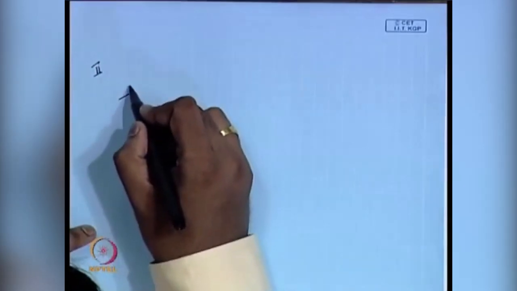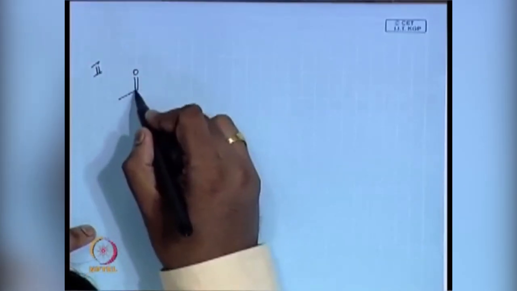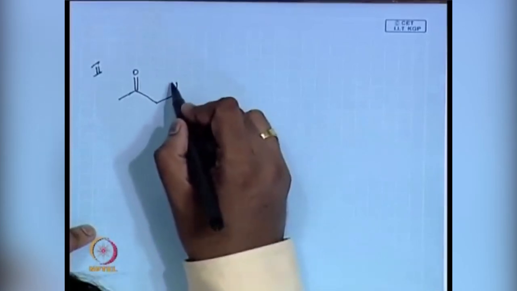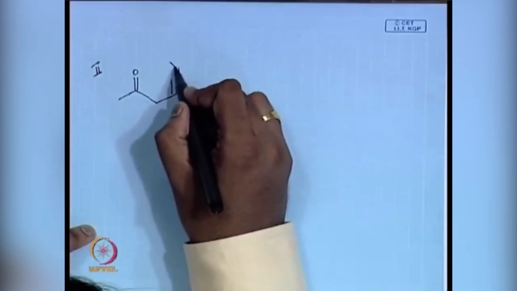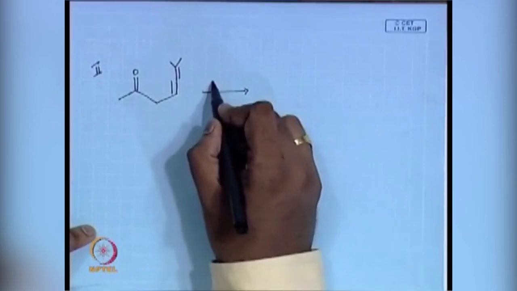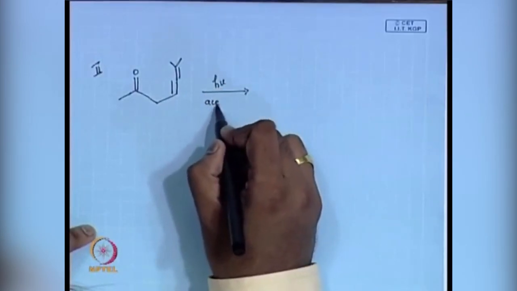Now we will take another example and see an example where, see, I am taking this molecule and photolyzing it in acetone. Okay. In acetone, I am doing the photolysis. So, what can you think about?